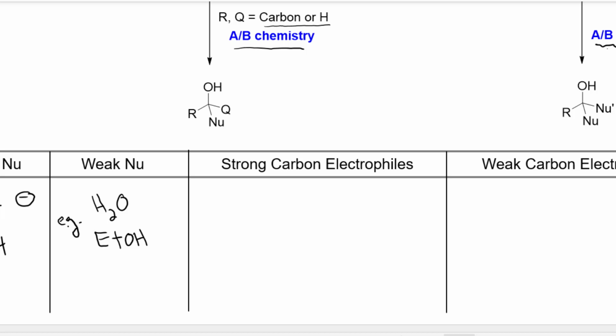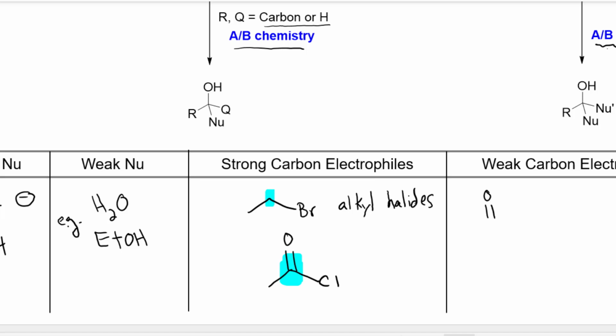Electrophiles. Well, we've already seen alkyl halides act as electrophiles. The carbon bearing the bromine is electropositive. But now we have carbonyls that are strong, very electropositive, and we also have a bunch of carbonyls that are weaker, like carboxylic acids, esters, amides.